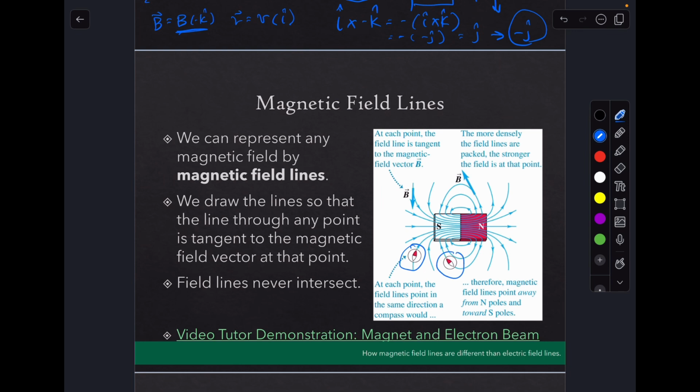So magnetic field lines have some properties. The first one is they never intersect. Same thing for electric field lines.